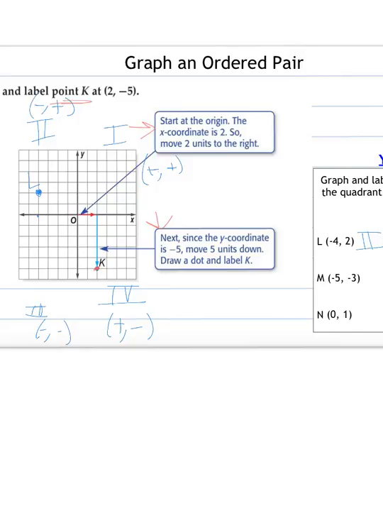Next point, M, -5, -3. So we start at the origin, move to the left 5, 1, 2, 3, 4, 5, and then -3. So we go down 1, 2, 3, drop our point, label it with the letter M, and that one is in quadrant 3.